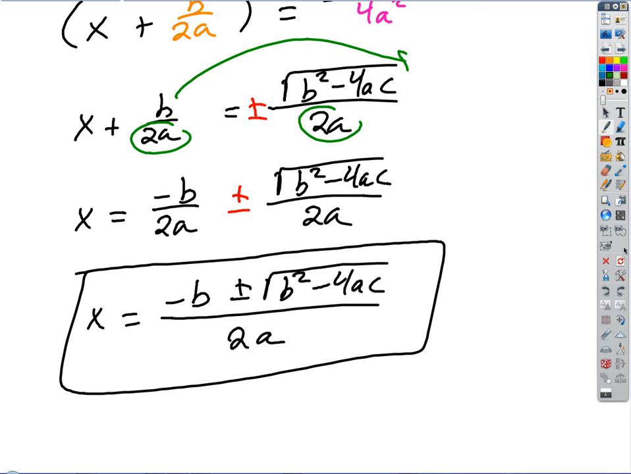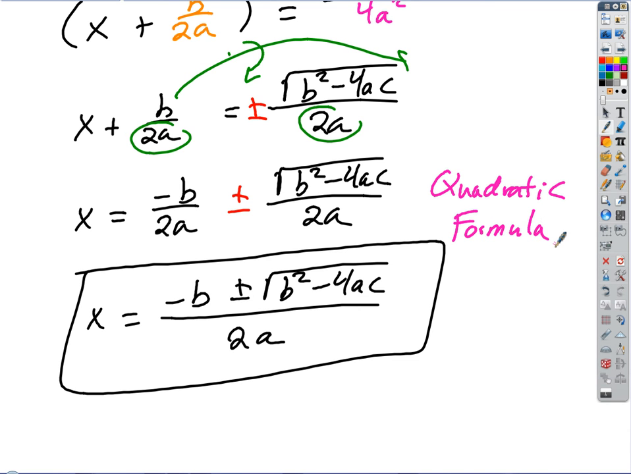We get our negative b over 2a, well, we're going to put it in front of the plus or minus, aren't we? I should have done that. We get our negative b over 2a plus or minus this radical over 2a. So I've got a common denominator, and I can write the whole thing in terms of a common denominator. And this is what we call the quadratic formula.